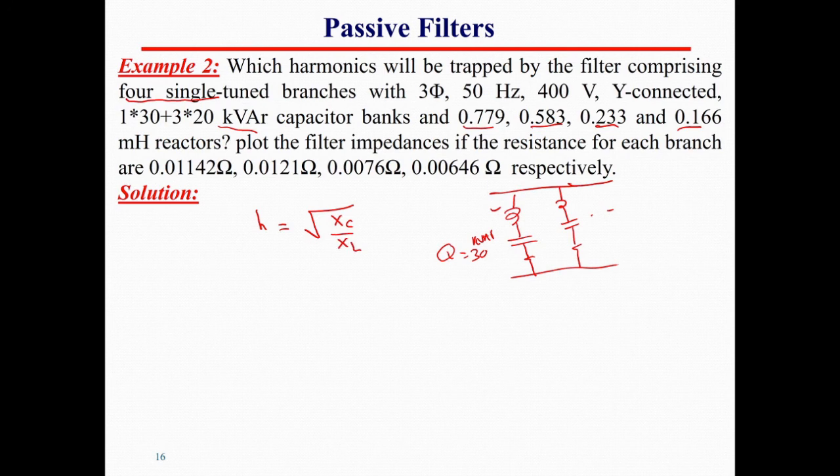So L is given, then we can find XL, let us say at a given harmonic. XC also is given since we know the voltage, so we know that XC will be equal to V square over the reactive power, right? So the voltage is given, reactive power is given, so we can find XC. Then we can find H, and then from there we can find the harmonic order for each filter. The solution of course is given over here.